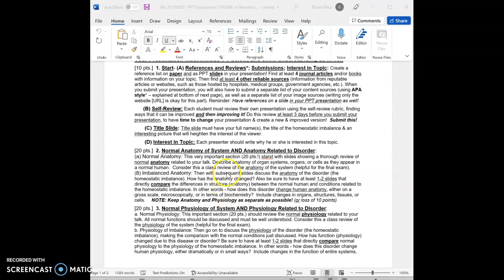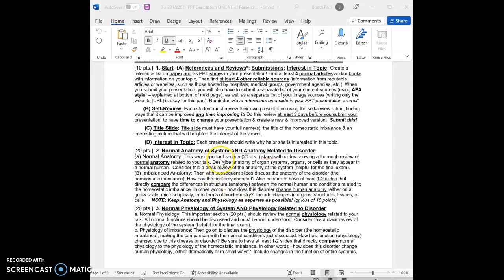Then you go on and talk about what is different when there's the disorder. Again, focusing on anatomy. And you won't find this by Googling it. That's why I say these things on this page, these are the things that really separate out strong presentations from weak ones, that you took the time to really understand the anatomy well. What should it be like? And then what's it like when there is this disorder, this disease that you're studying?